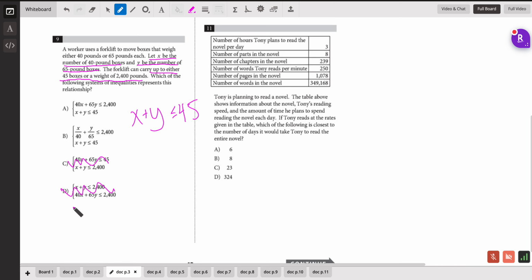But we also know that if X is a 40-pound box, and now we're trying to figure out weight, we also know that 40 times the number of 40-pound boxes and 65 times the number of 65-pound boxes must be less than or equal to 2,400 pounds. And so A will be your correct answer for this one.